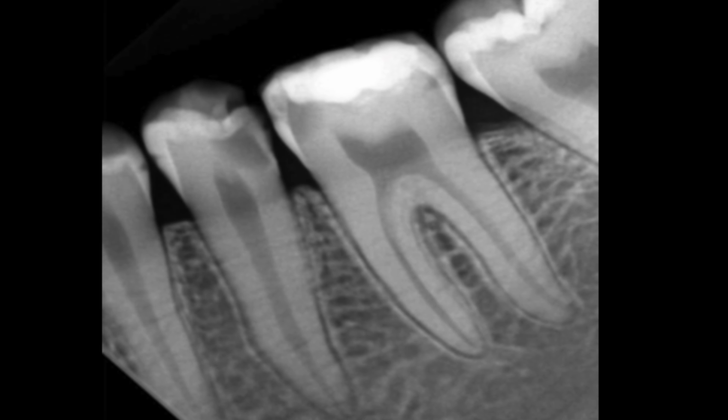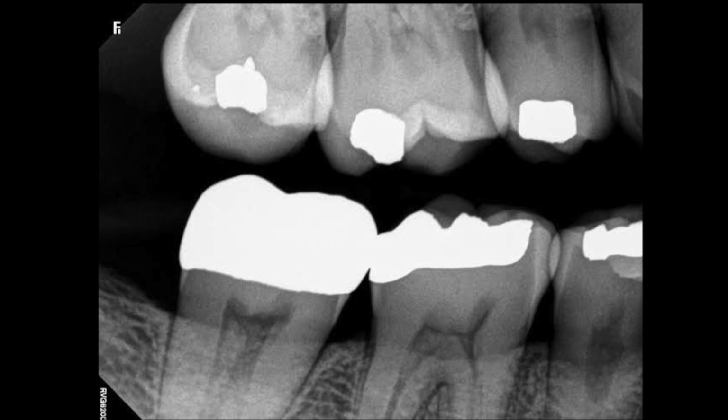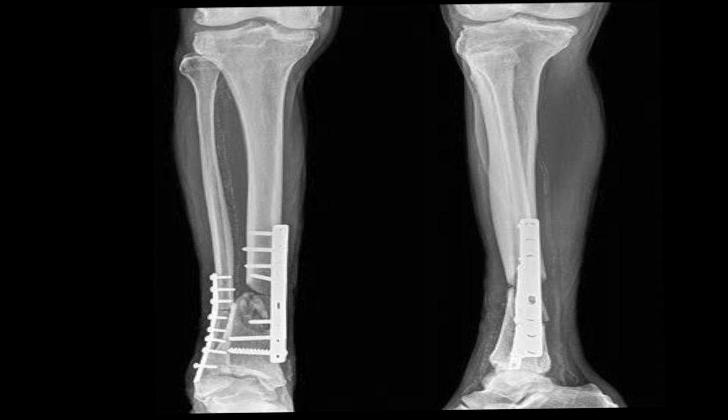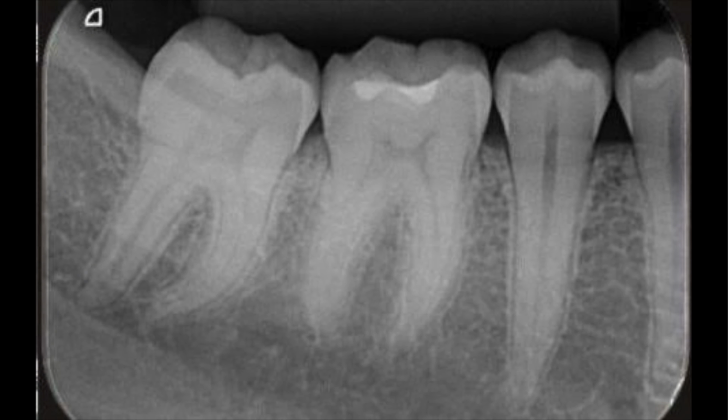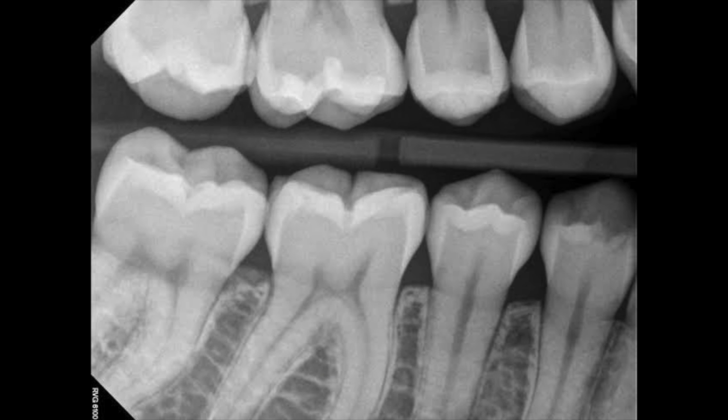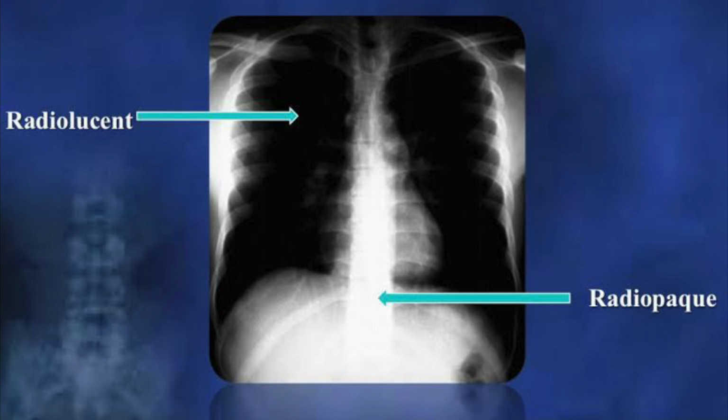Have you ever looked at an X-ray and wondered why some areas shine bright white while others appear dark and shadowy? Let's unravel the story of two key players, radiopaque and radiolucent. These two properties are your guide to interpreting IOPAs like a pro.